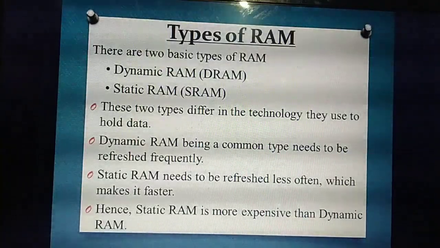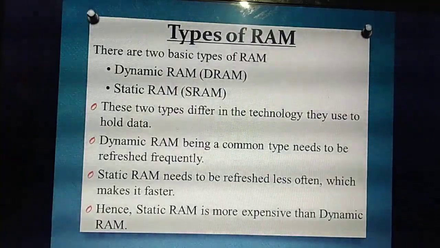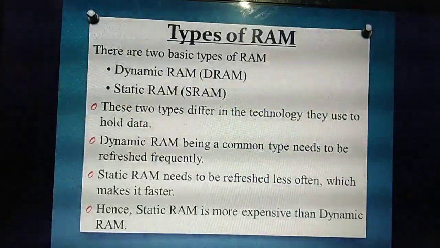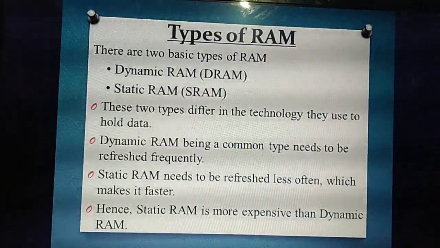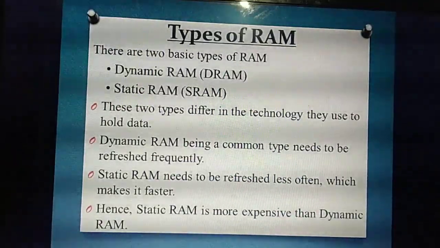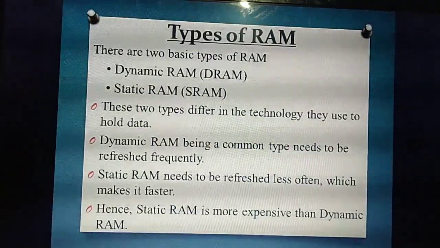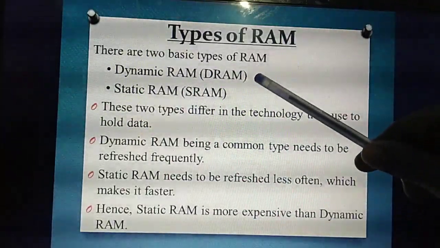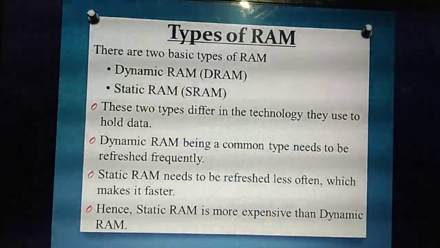Next, there are types of RAM. RAM is divided into 2 types. What are they? DRAM and SRAM. How many types of RAM are there? 2, DRAM and SRAM. DRAM means dynamic RAM. SRAM means static RAM. They are differentiated based on the capacity of holding data, that is, storage of data. Based on the holding of information, they are classified into 2, DRAM and SRAM.